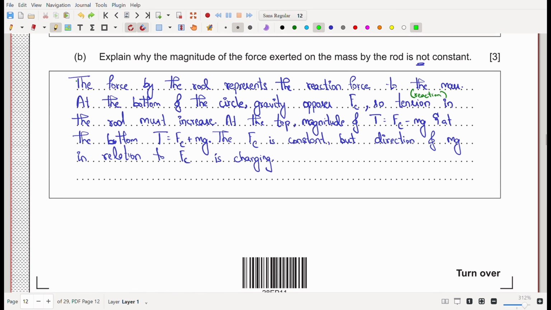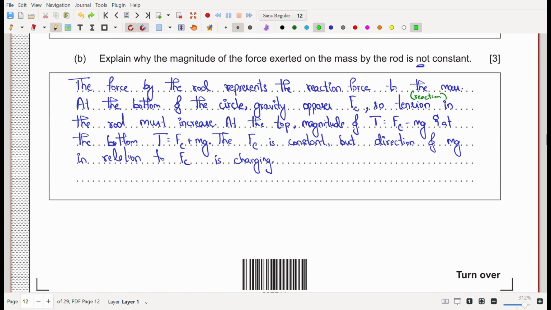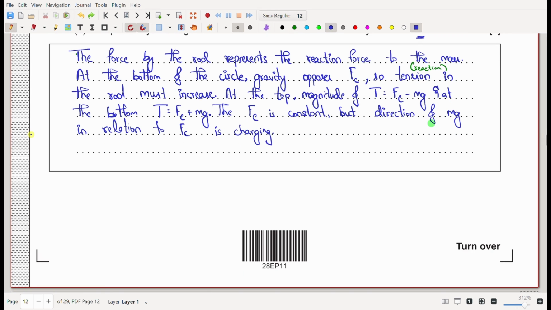So this gives us a few formulas, and we have to say that Fc is a constant term, but the direction of mg in relation to Fc is changing, which means that the magnitude of force exerted by the rod is always changing.